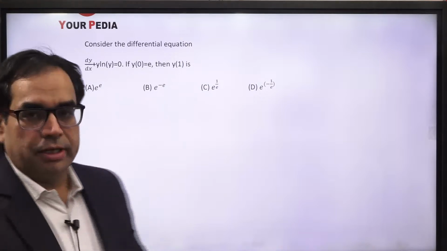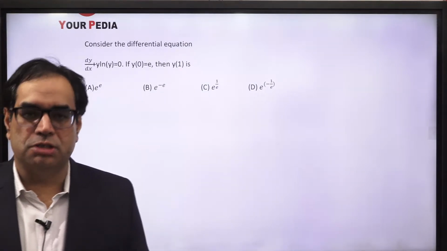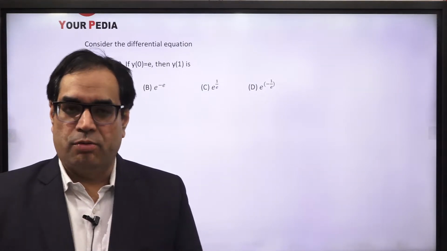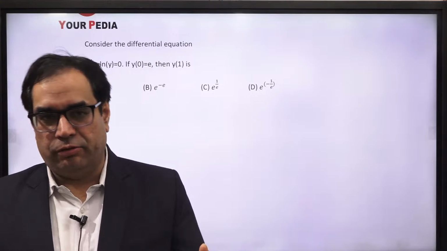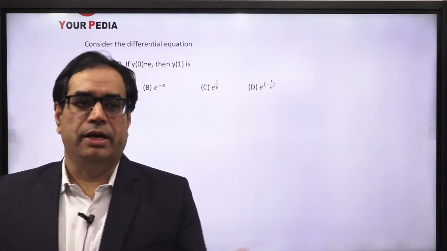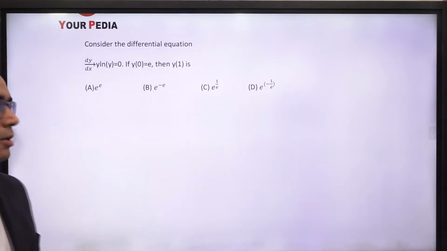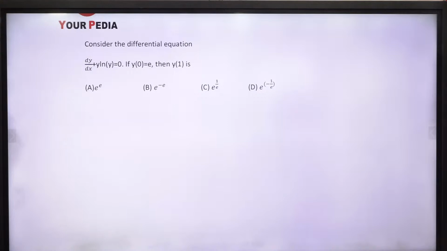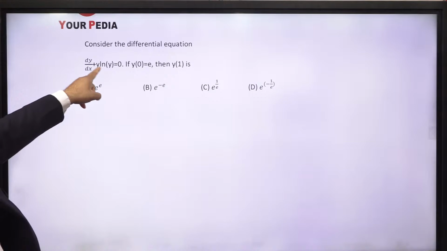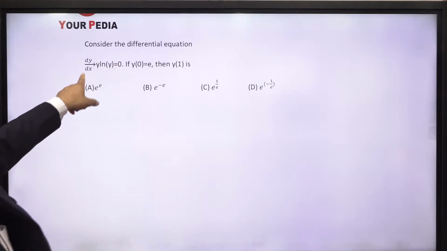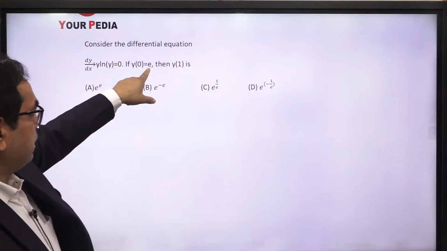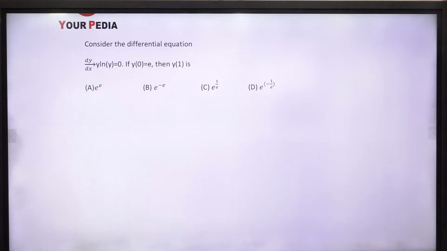Okay, so in your exam, you may expect 2 or 3 questions from mathematics also. Those may be from matrix, differential equation, probability, and maybe calculus, right? So this question is from differential equation. You have to solve this differential equation. Right now I'm giving you some time. Just try to solve. How will you solve this differential equation? dy upon dx plus y ln y equal to 0. If y(0) equal to e, then y(1) is equal to what?